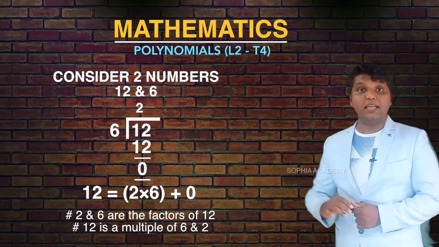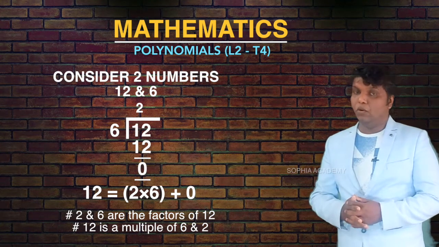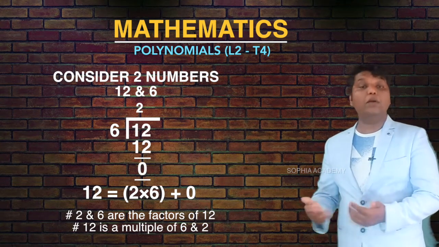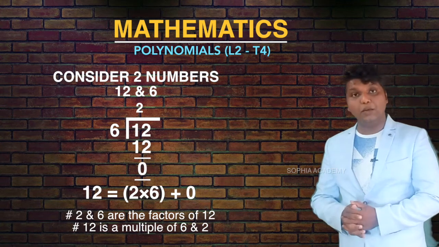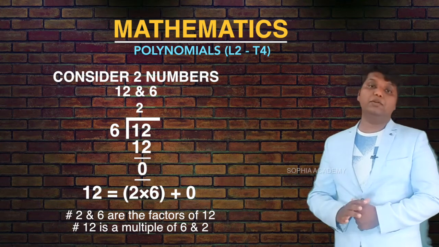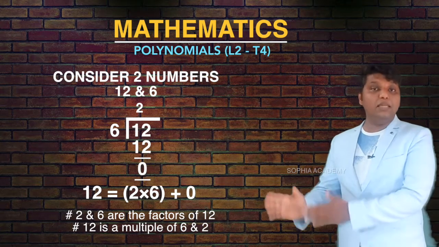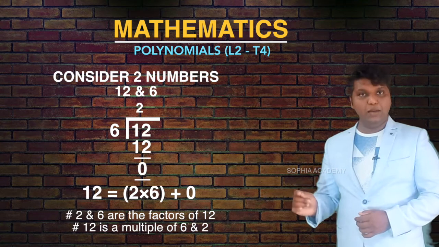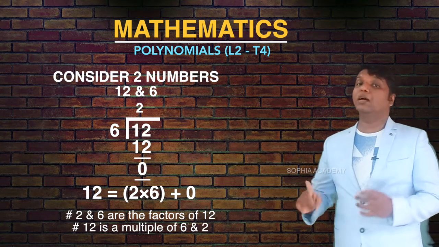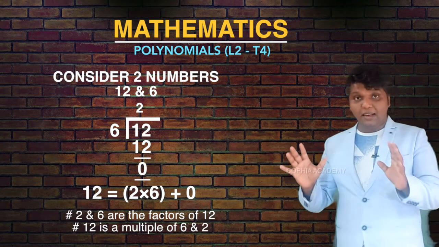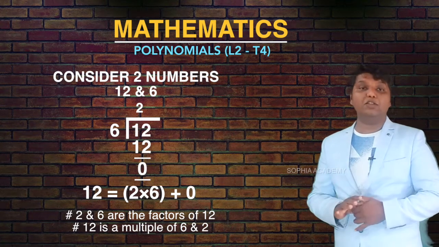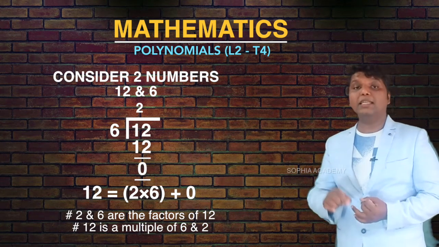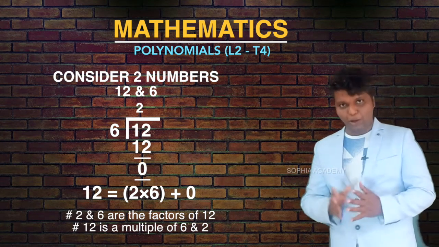But what was there in the first case? There the remainder was not 0. So at that time you cannot say that 6 is a factor of 15, because the remainder is not equal to 0. But here, as the remainder is 0, we can say that 2 and 6 are the factors of 12, as well as 12 is the multiple of 2 and 6. You have studied this in your smaller classes, and you know what factors and multiples mean. But from this, let us get into this chapter, because here we are dealing with polynomials.